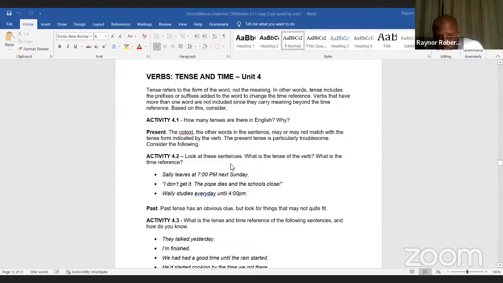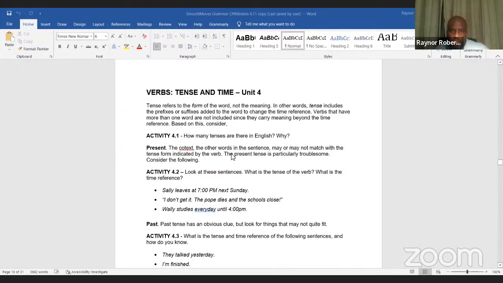All right, let's go down to the nitty gritty. This was the one that's a little frustrating. And that's unit 4, tense and time. So tense and time is a little frustrating. So let's look at it. Tense refers to the form of the word, not the meaning. In other words, tense includes the prefixes or suffixes added to the word to change the time reference. Verbs that have more than one word are not included since they carry meaning beyond the time reference.